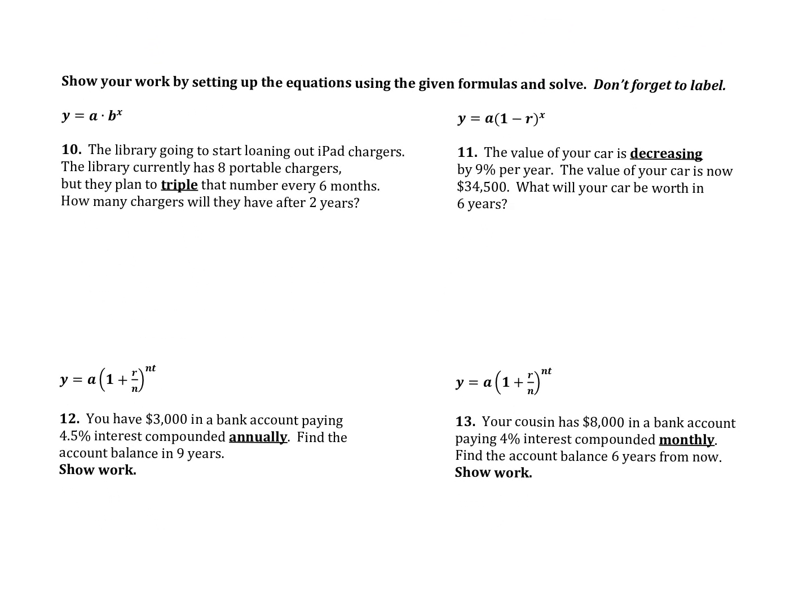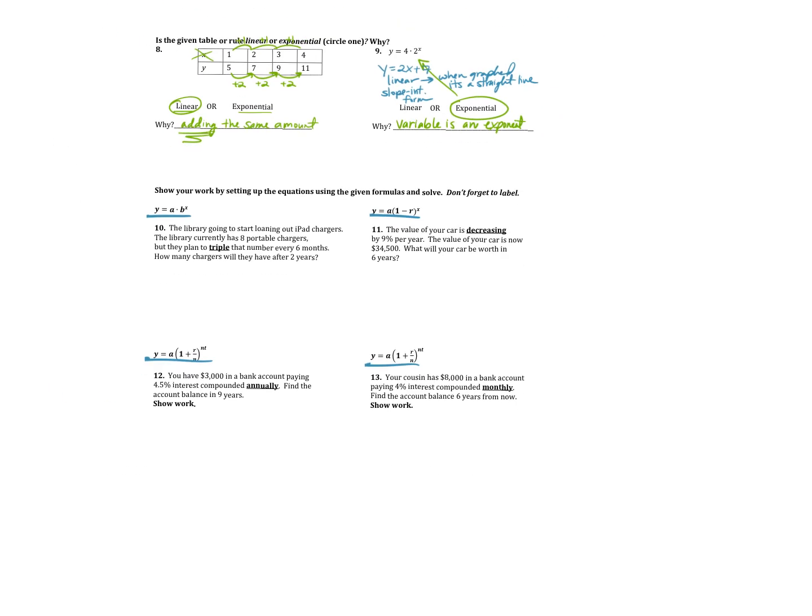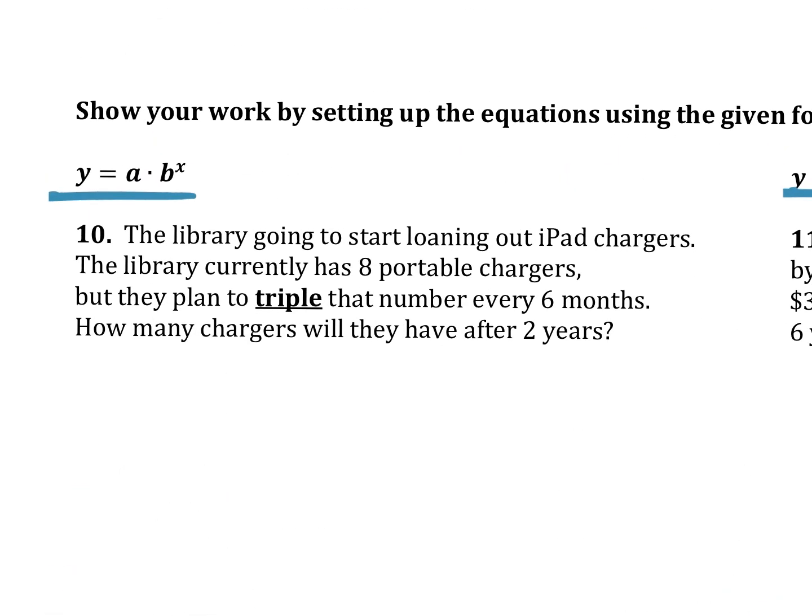Okay, so here's what it looks like on the quiz. I tell you, use this formula, or use this formula, or use that formula. So I will do the exact same thing on the quiz. Take a look at this first one. It says the library is going to start loaning out iPad chargers. It currently has 8 portable chargers, but they plan to triple that number every 6 months. Here's the kicker. You ready for this? How many chargers will they have after 2 years? Okay. I bolded triple. What is triple supposed to represent here?